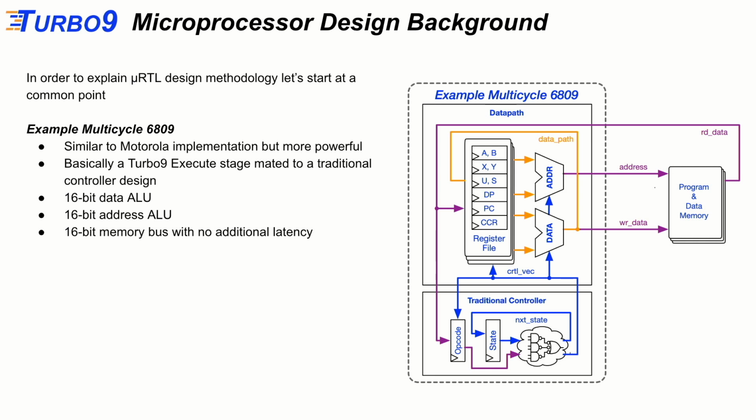All right, in order to do this, I'm going to give you a little bit of microprocessor design background. I'm going to show you an example multi-cycle 6809. This is not a Motorola 6809. This is just a theoretical 6809 for me to prove a point. It's going to have effectively the same execute stage, which I'm using as the data path here. So it's going to have 16-bit ALUs and 16-bit memory bus access, but it's going to be implemented in a multi-cycle fashion with a traditional controller: fetch, decode, execute, and so forth, right?